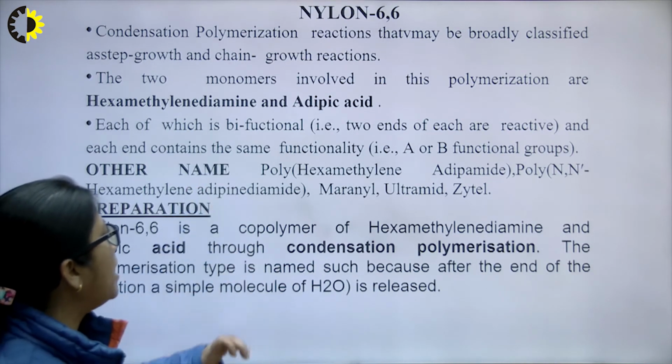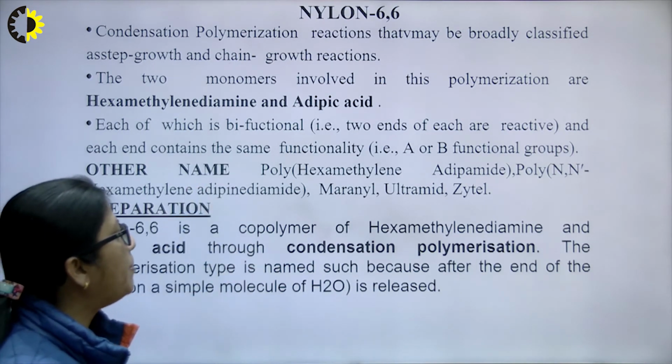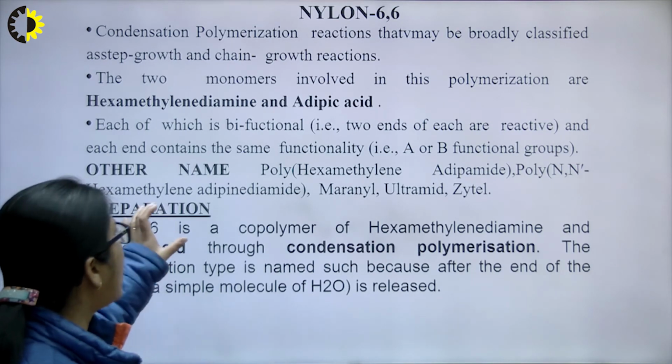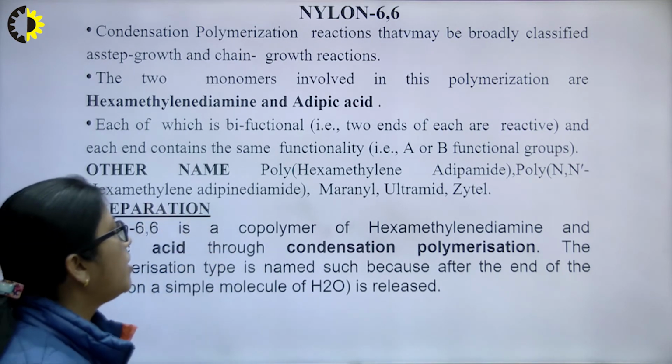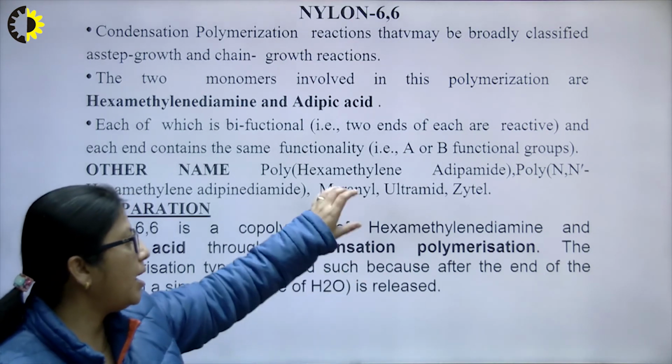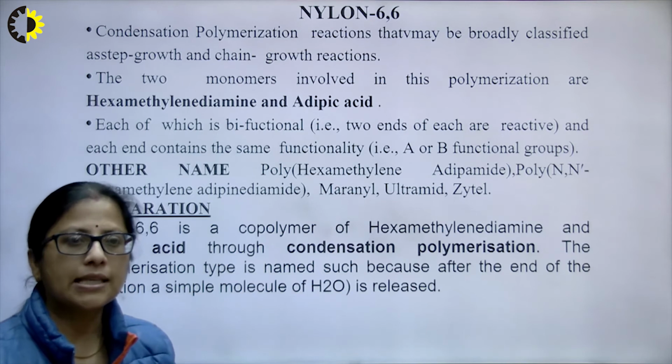The other name is polyhexamethylene adipamide, poly-N-hexamethylene adipene diamide. Maranyl, Ultramid, Zytel. These are the commercial names for nylon 6,6.